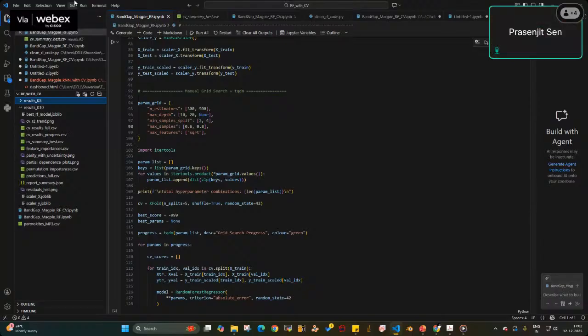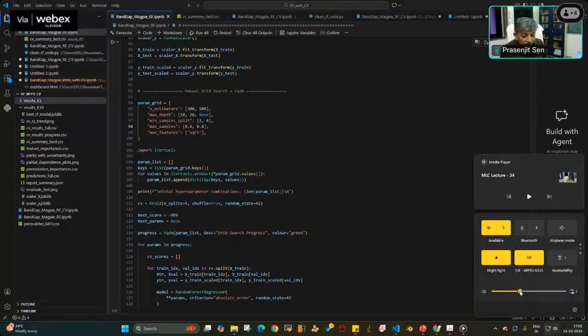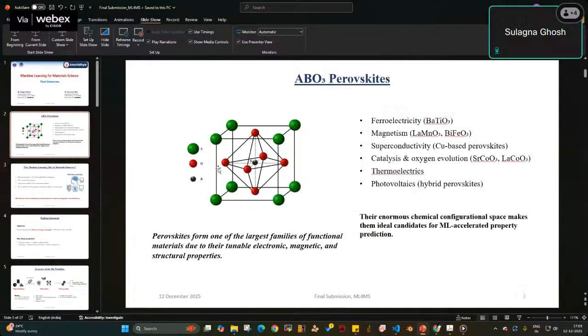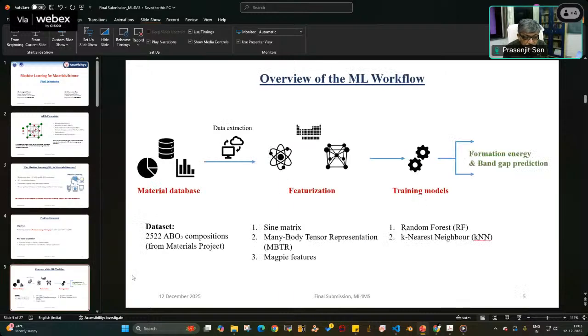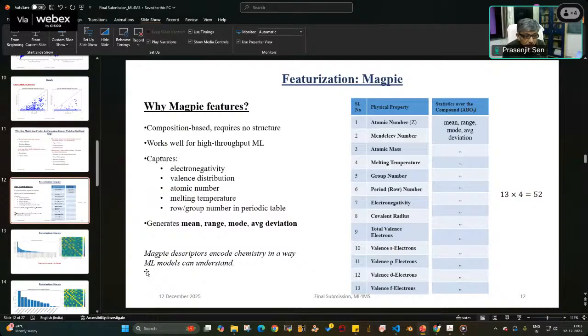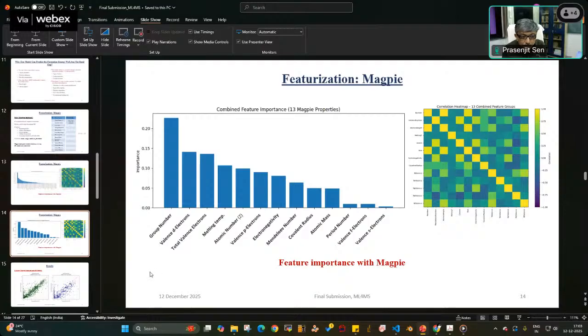Okay, so maybe I'll ask a couple of questions on the materials aspect of it. Can you bring up the slides once again, please? You had a slide where you showed the importance of various features in the random forest, the magpie features. Yes, these two slides, 13 and 14. Let's go to 14.